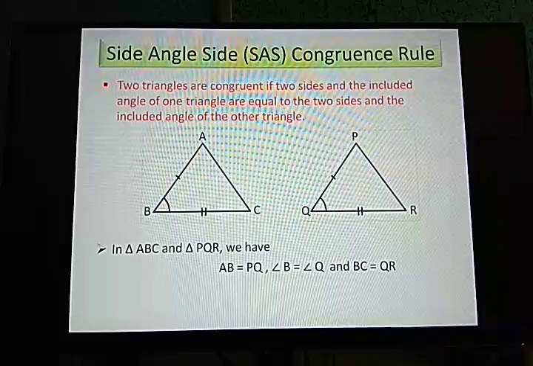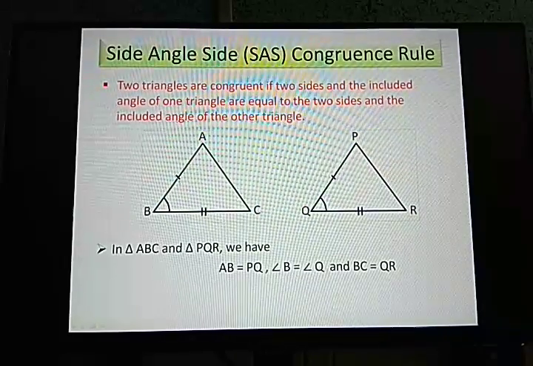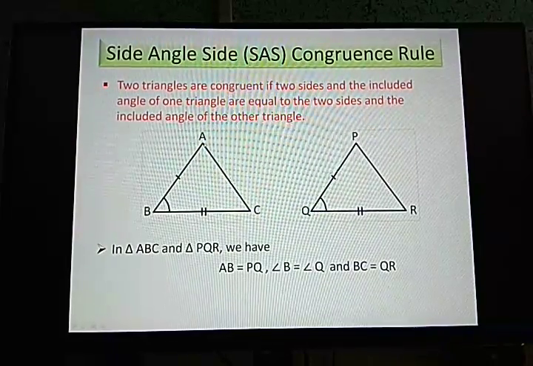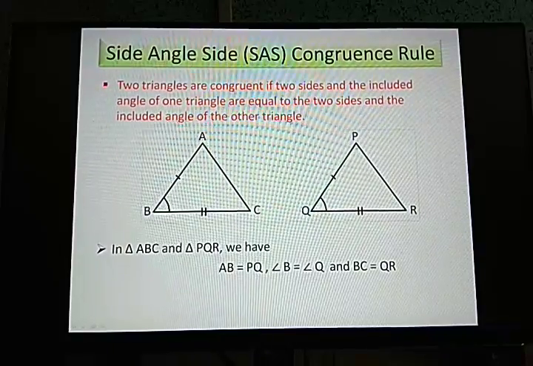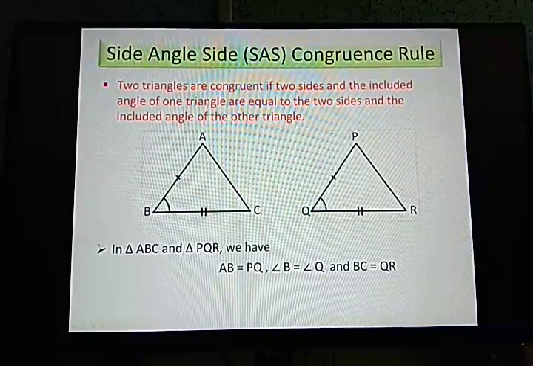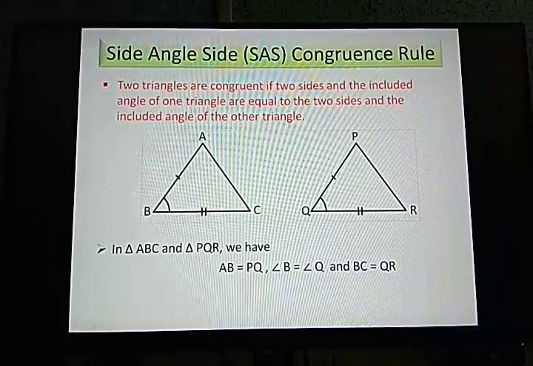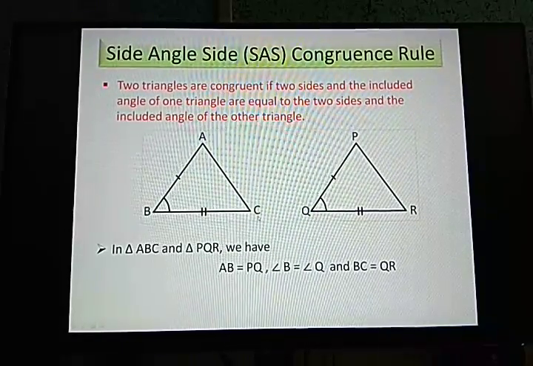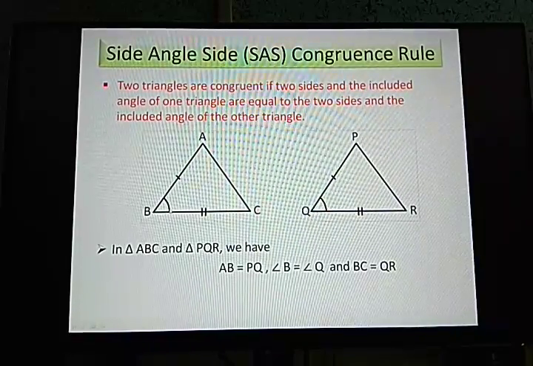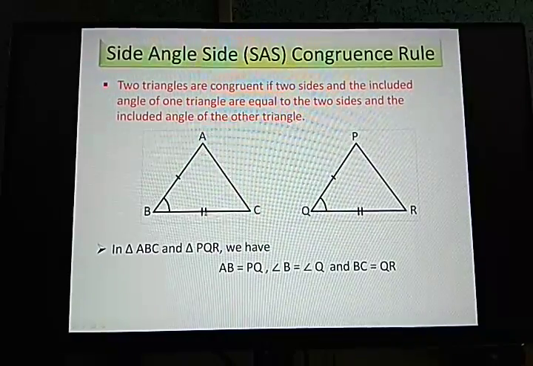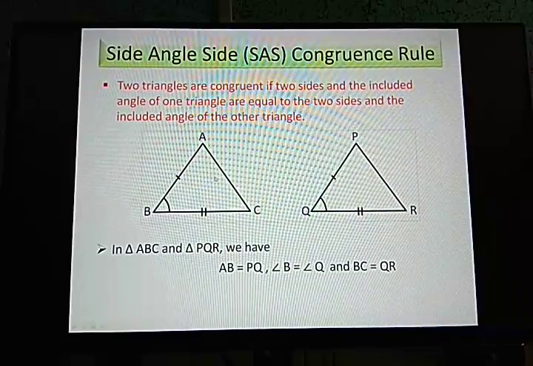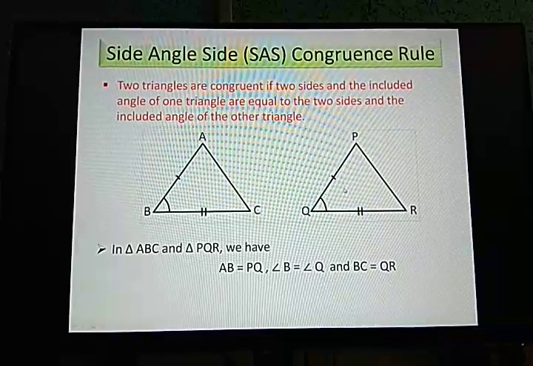AB equals PQ. As you can see in the figure, there is a single line marked here, and here it is a double line. So you can see here this side AB is equal to side PQ. Then angle B and angle Q are also equal, and side BC and side QR are also equal. You can see these two sides are equal, and this angle is included in between these two sides. Clear? So in that case these two triangles can be said to be congruent.